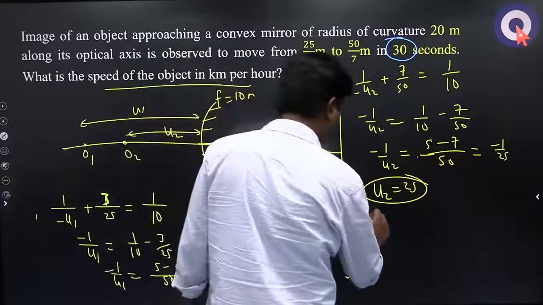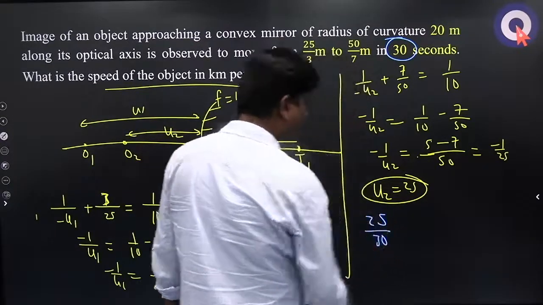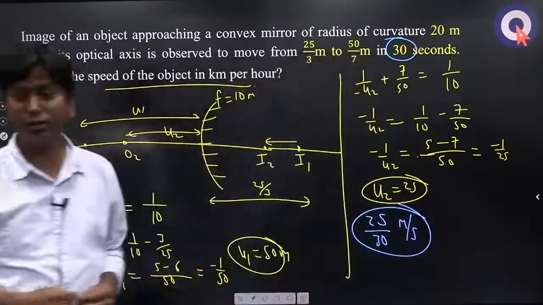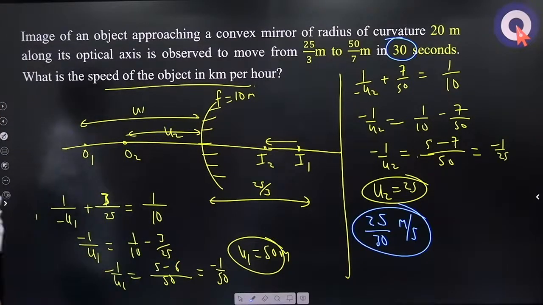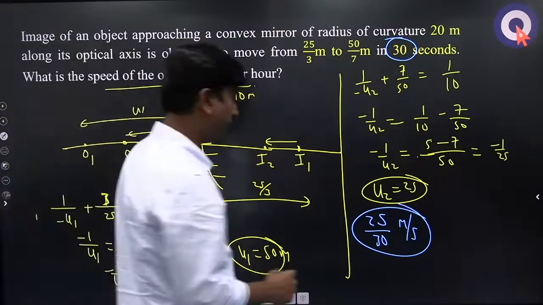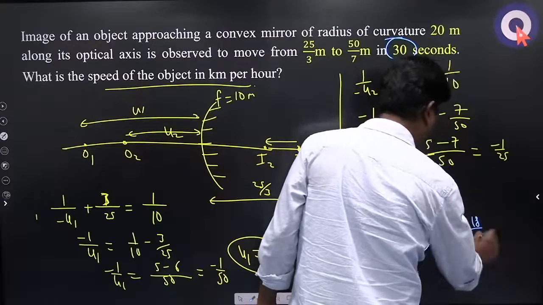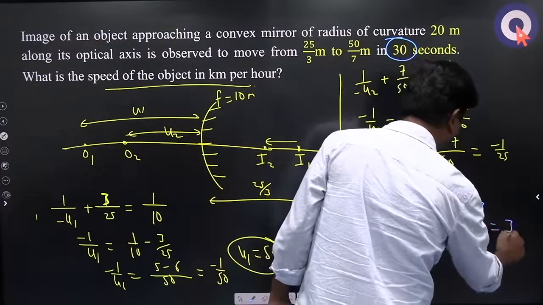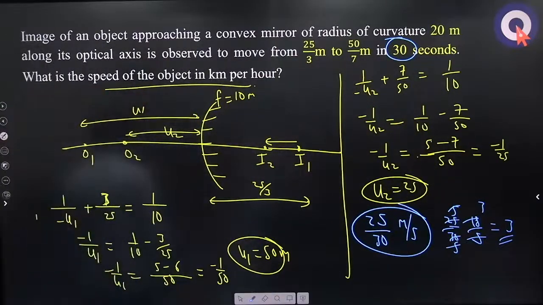So 25 by 30 meters per second. You can convert it into kilometers per hour also. So multiply by 18/5, so 25/30 times 18/5. How do you convert? 18 upon 5, so 5 cancels with 25 leaving 5, and 30 with 18 gives 3. So it's nothing but 3 kilometers per hour. Okay, so clear?